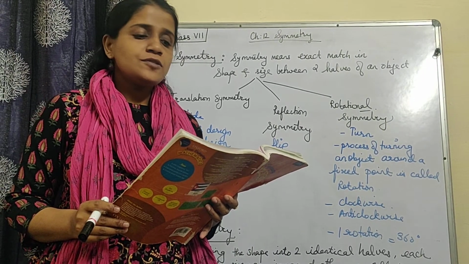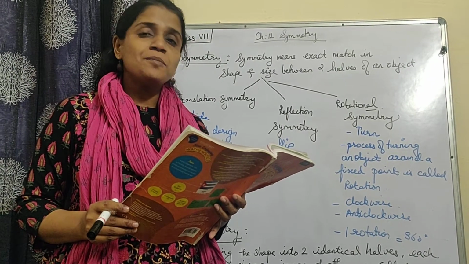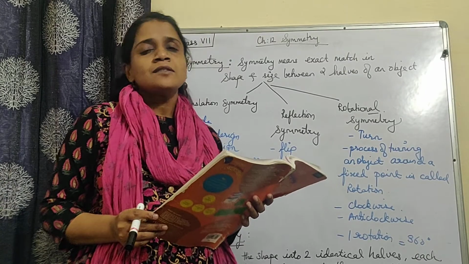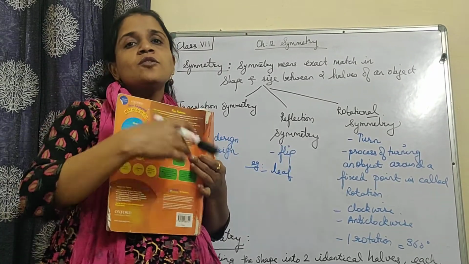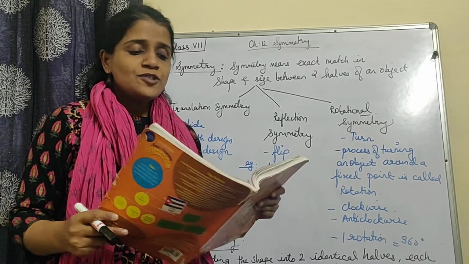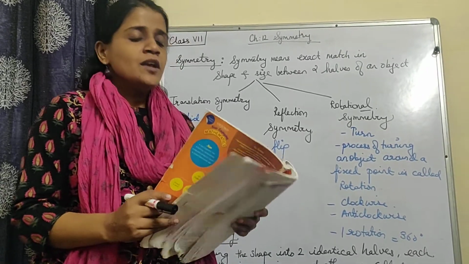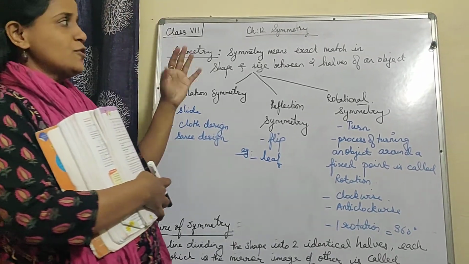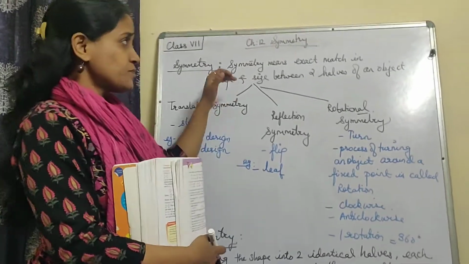Children, we are going to start with chapter number 12, Symmetry. Now we have learned symmetry in class 6 also. So let's go one step ahead and learn about symmetry in more detail. What is symmetry? We know what is symmetry, right? First, let us recollect or revise the definition of symmetry.